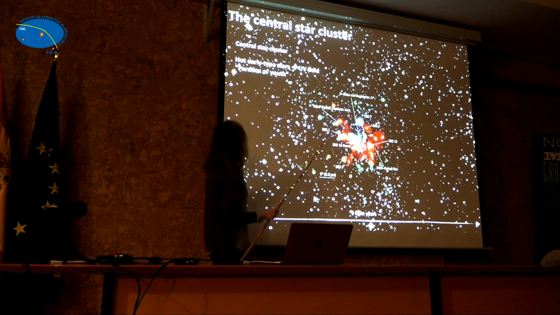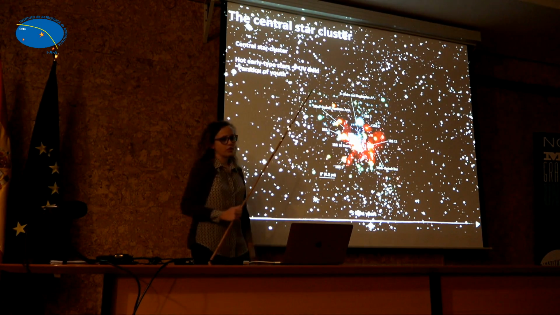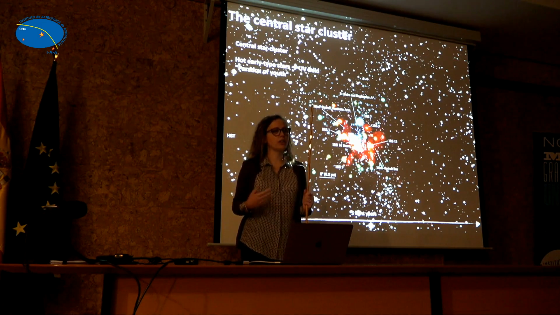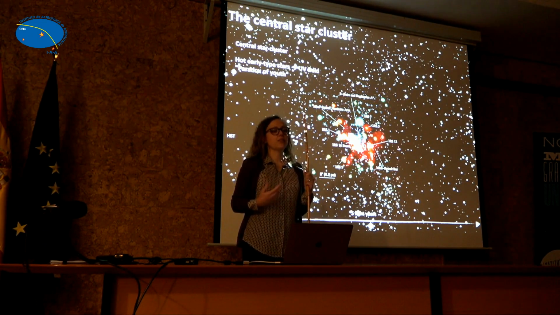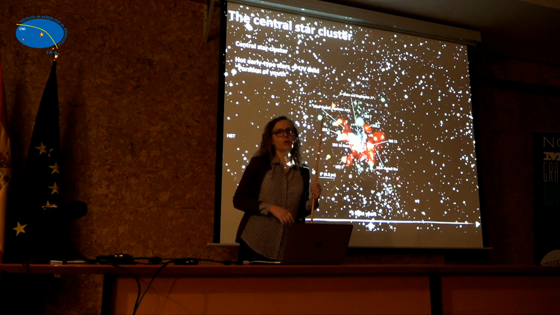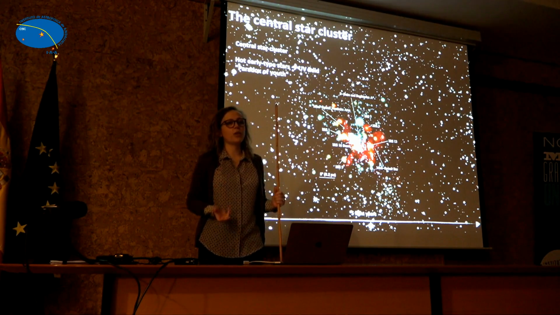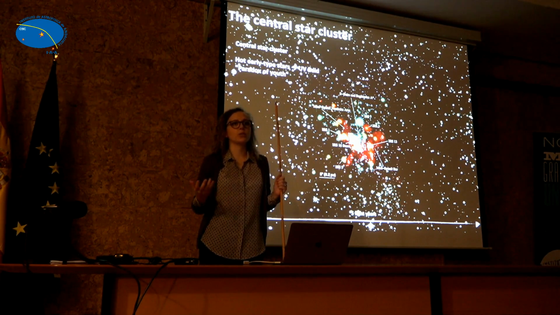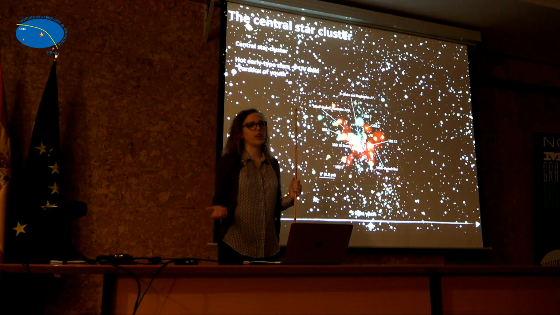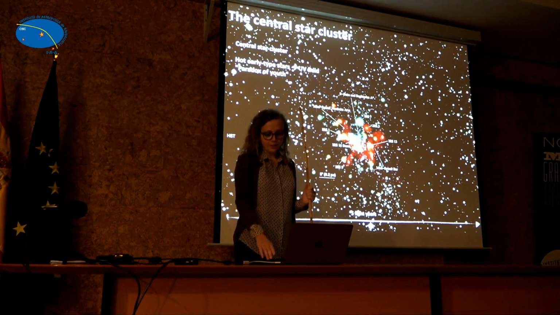What you find is a cluster where you have a lot of hot early-type stars that emit very strong UV radiation. So the question is, we know that the center of our galaxy is a supermassive black hole, so how can all these strong stars form there? It's not yet completely clear.